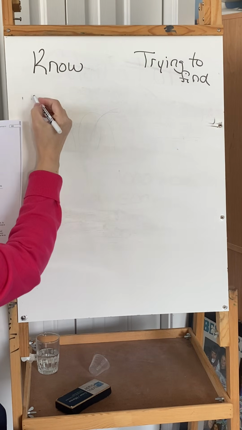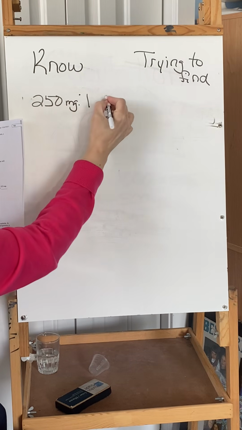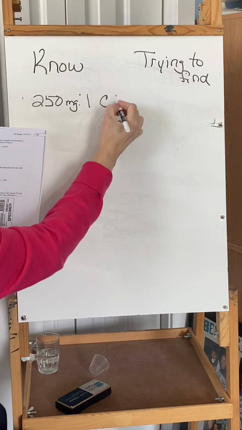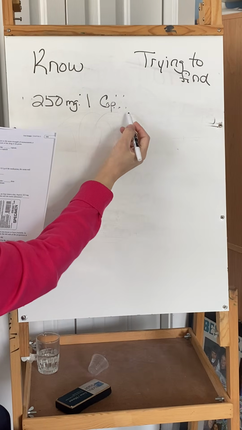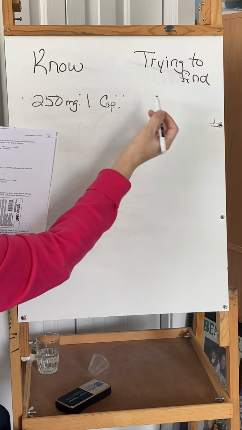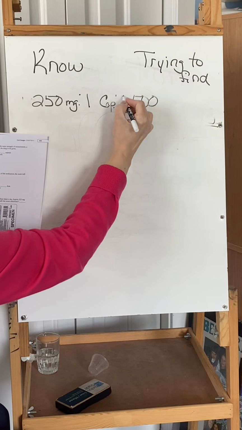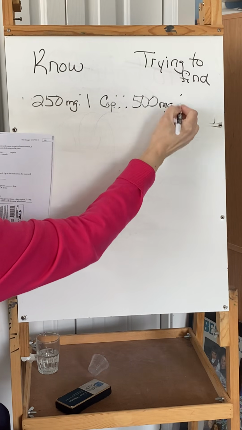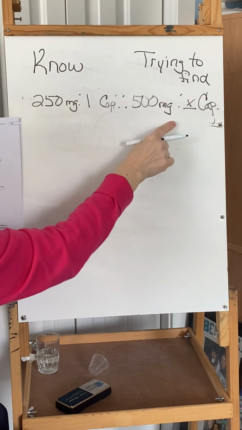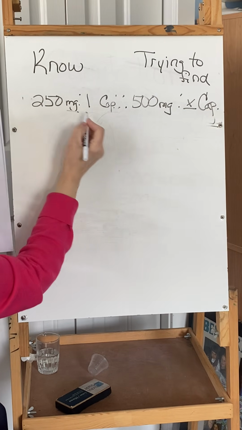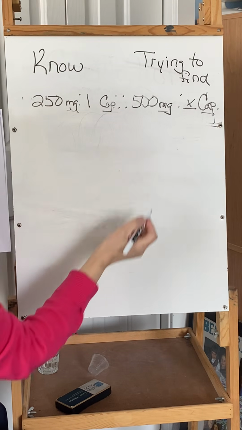What do you know now? You know that 250 milligrams is 1 capsule. What you're trying to figure out, 1 capsule, we don't want to make it look like a cup. What you don't know is how many capsules were given. You know you want to give 500 milligrams. Okay, so you can put that in. But you don't know how many capsules you're giving. So now you have a proportion. Again, milligrams first on this side, capsule second on the left, capsule second on the right.